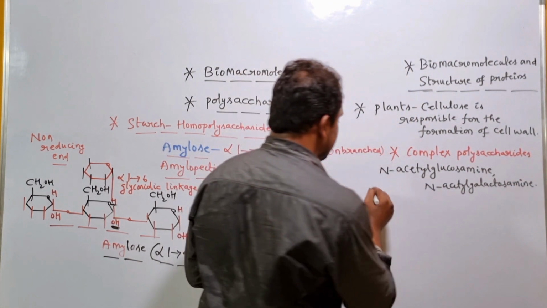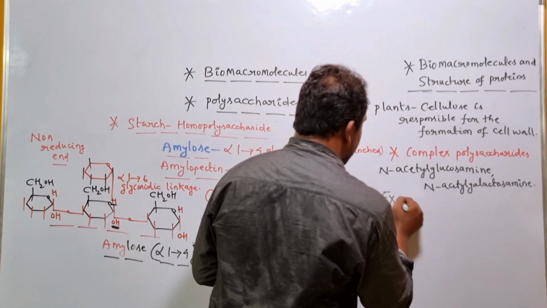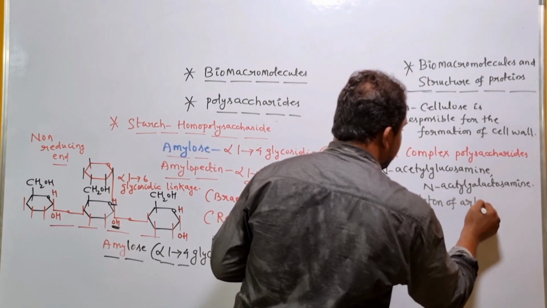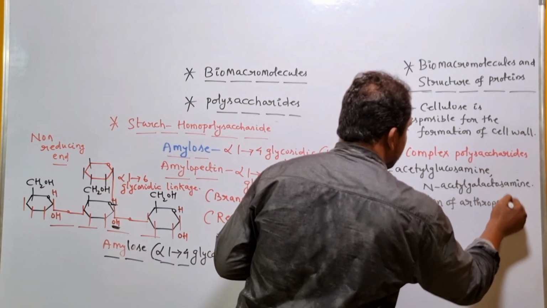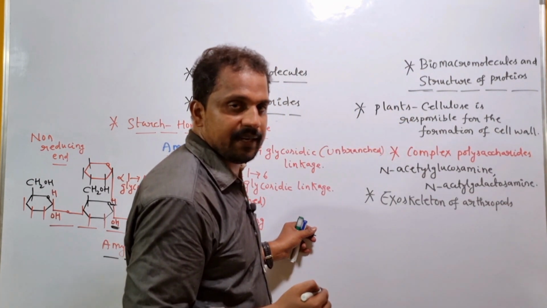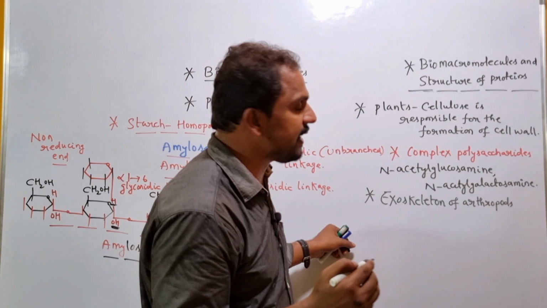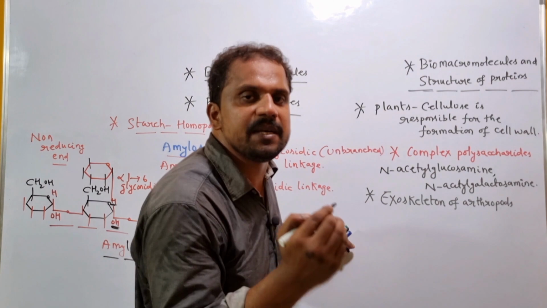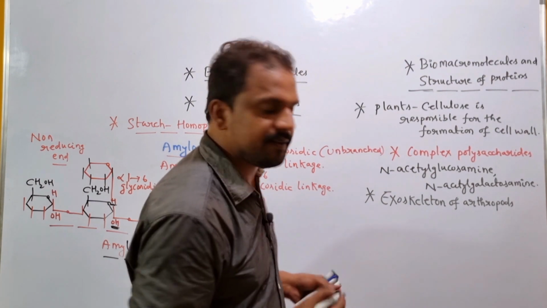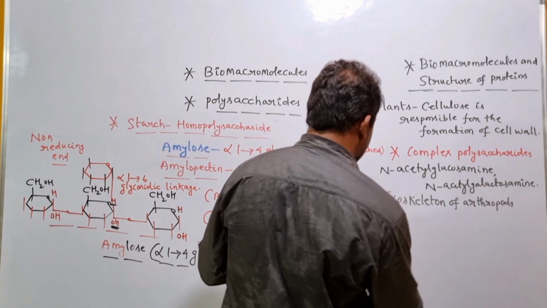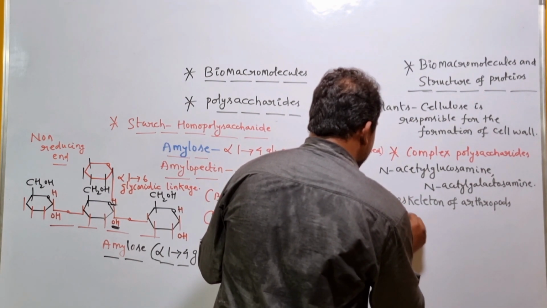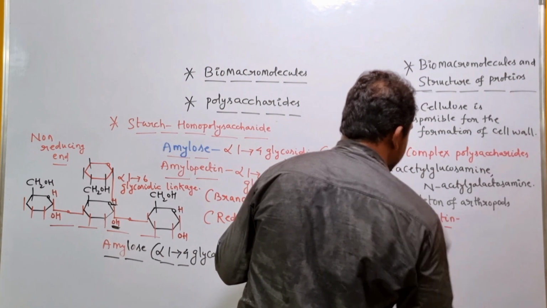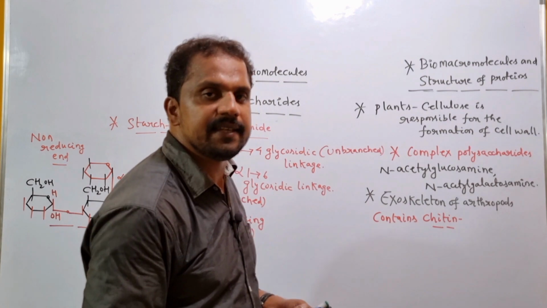Is it clear? And here the exoskeleton of arthropods, in case of the jointed leg organisms. Here the outermost cell, it is chemically composed of a specific polysaccharide, which is nothing but what? Chitin. Exoskeleton of arthropods contains chitin, which is a polysaccharide. Is it clear? So here this is regarding polysaccharides.